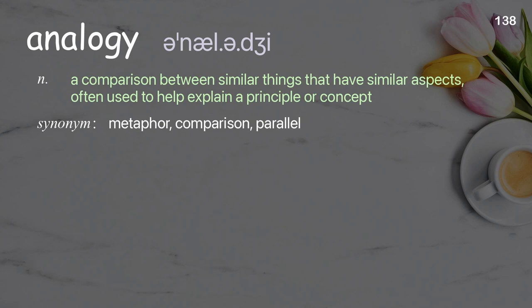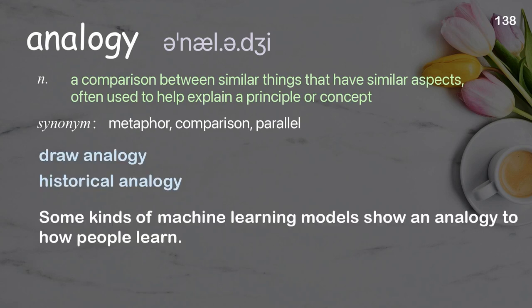Analogy. A comparison between similar things that have similar aspects, often used to help explain a principle or concept. Examples: draw analogy, historical analogy. Some kinds of machine learning models show an analogy to how people learn.